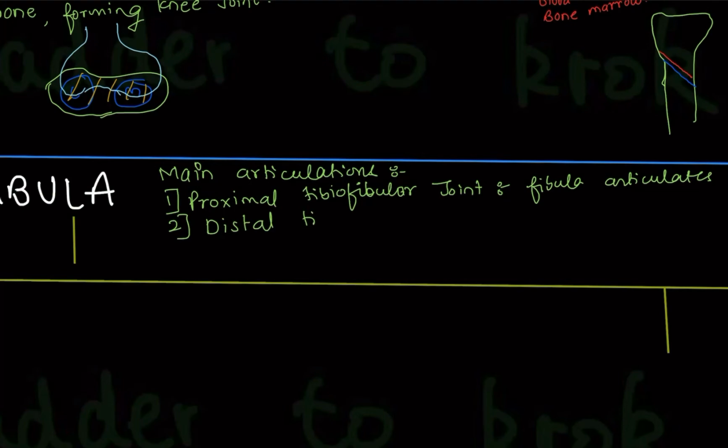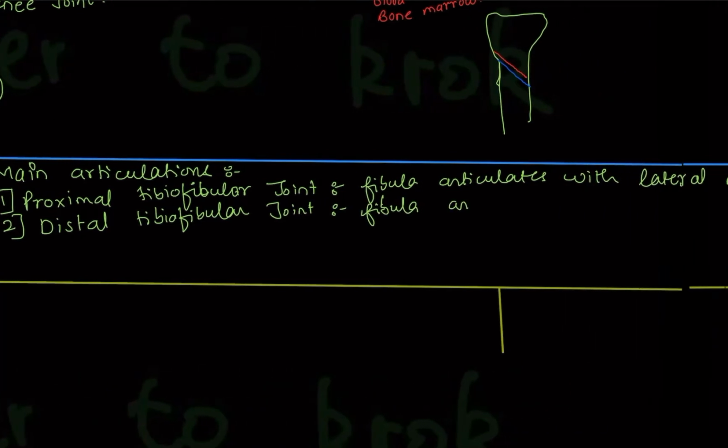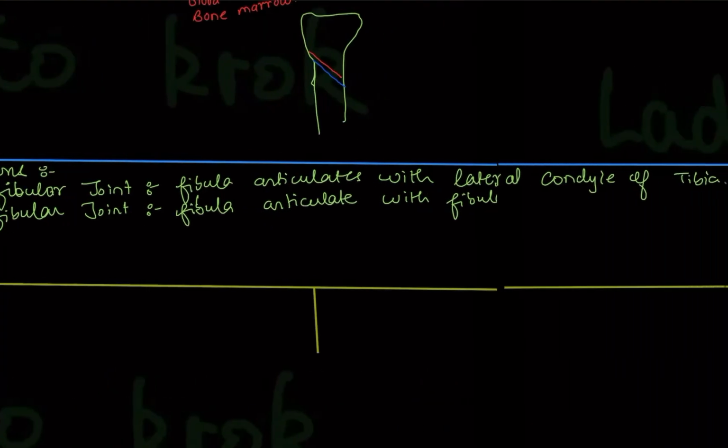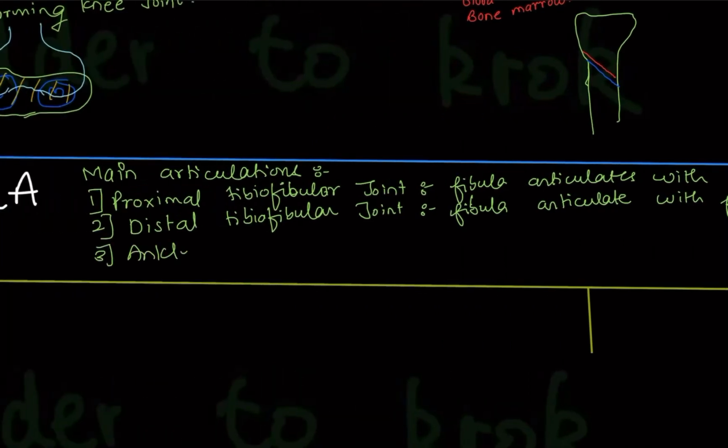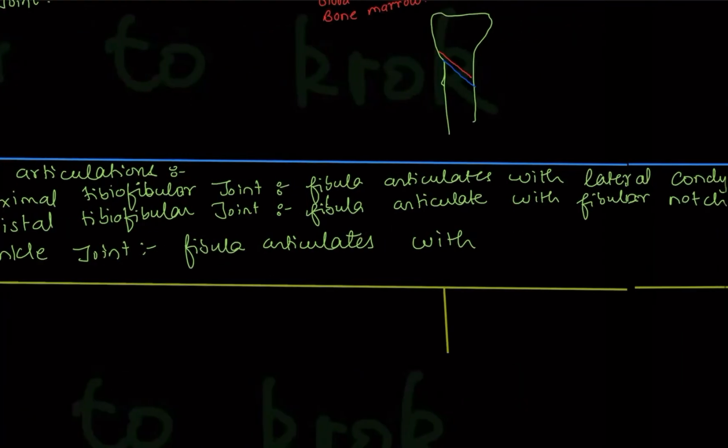Distal tibiofibular joint. Here the fibula will articulate with the fibular notch of the tibia. Okay, and lastly you have the ankle joint. What do you have? Ankle joint. Here the fibula articulates with the talus bone. Now this talus bone is the tarsal or foot bone.